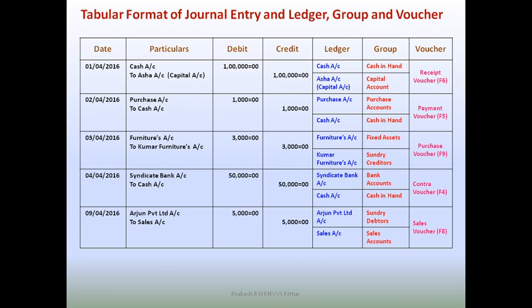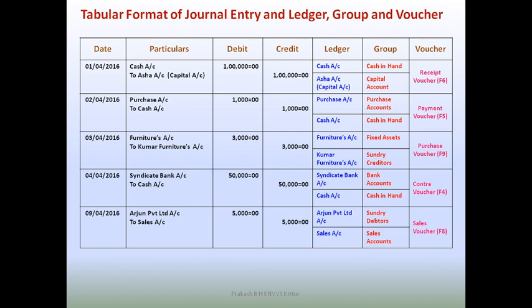1/4/2016 cash account. So that is a debit account. So that is 1 lakh rupees. It comes under the ledger head, that is a cash account. Under groups, that is cash in hand. To Asha account. So Asha is the owner of the company who invested the amount. So capital investment, it is also called the capital account. So credit side, it is 1 lakh rupees. Ledger head, Asha account or capital account. Groups, that is capital account. So first transaction, the voucher is passed, that is a receipt voucher because the company received the amount.